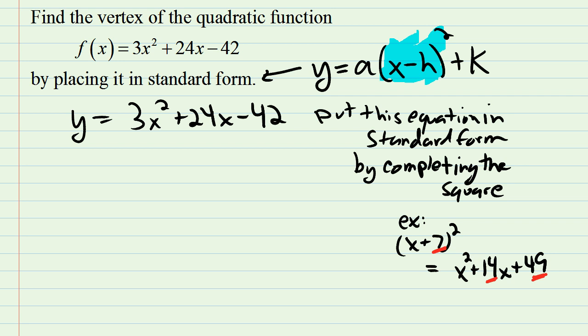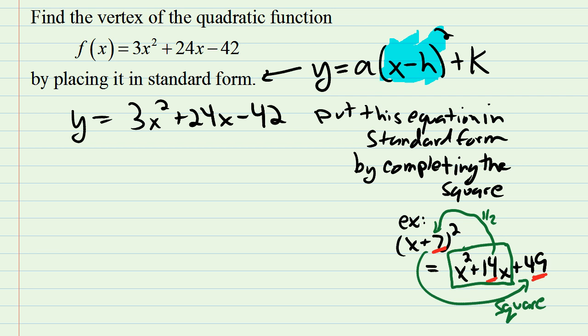In completing the square, you start off with just the squared term and the x term. So you get the 7 by taking half, and then you get the 49 by squaring. And that's what we're going to do here. But to start the process of completing the square, you have to have the coefficient on x squared be a 1. So we're going to start off by factoring out a 3.